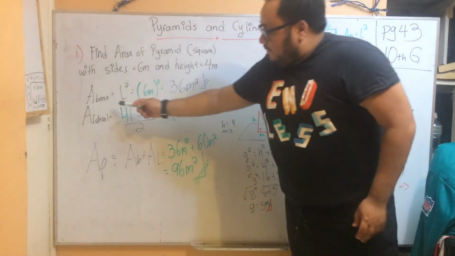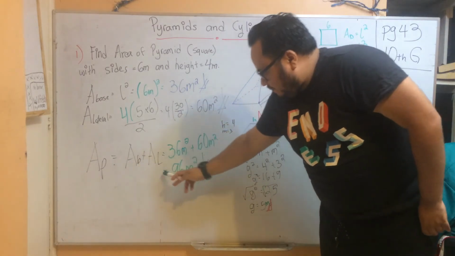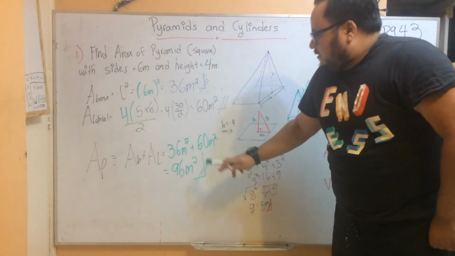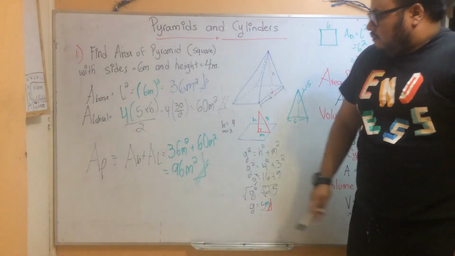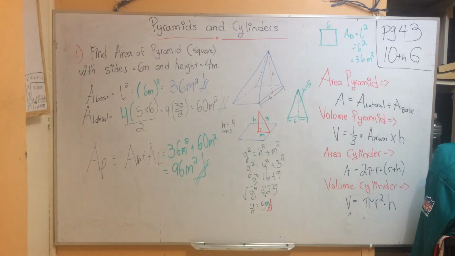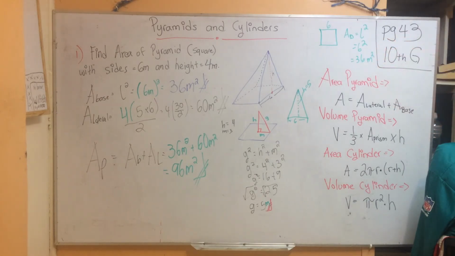So now that we have the area of the base and the area of the lateral, we just add them. 36 is the area of the base. 60 is the area of the lateral. And combined, they give us 96 meters squared. So, this concludes the area of a pyramid with 4 sides, because it's a square pyramid.